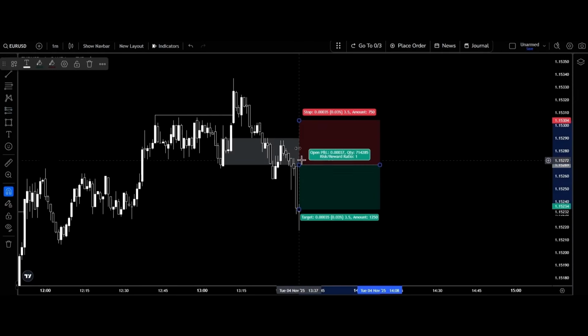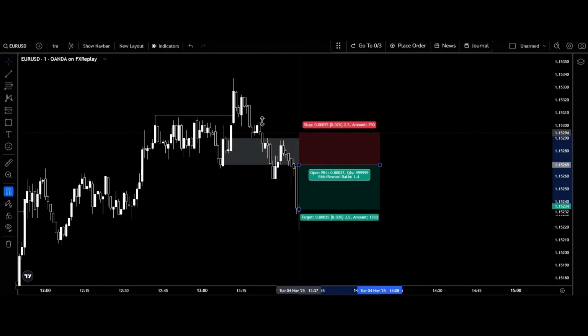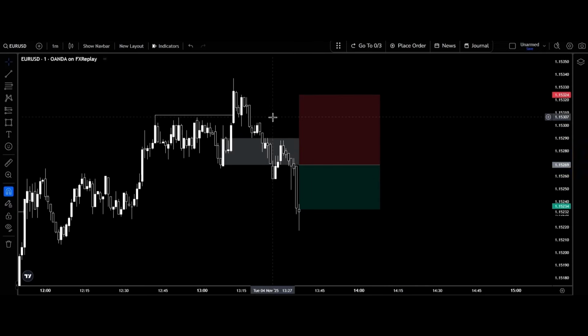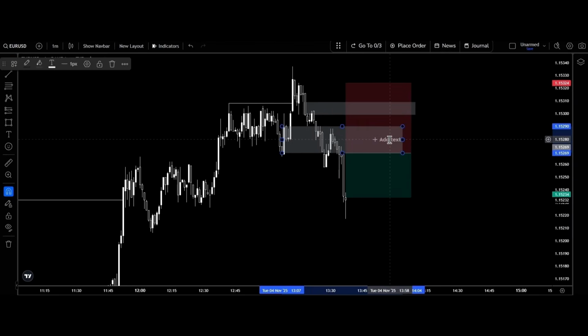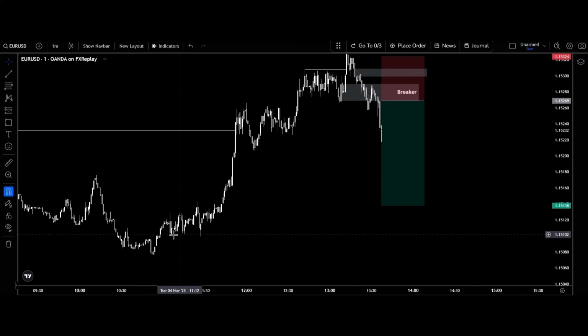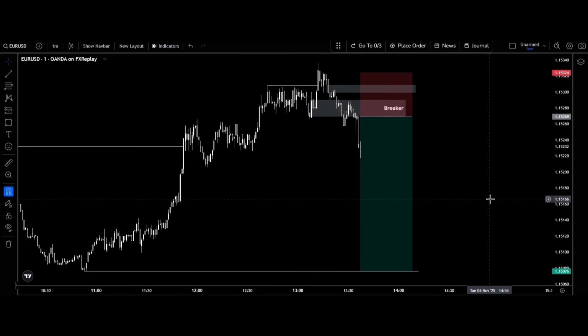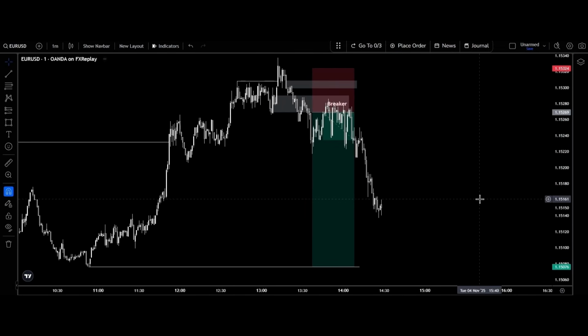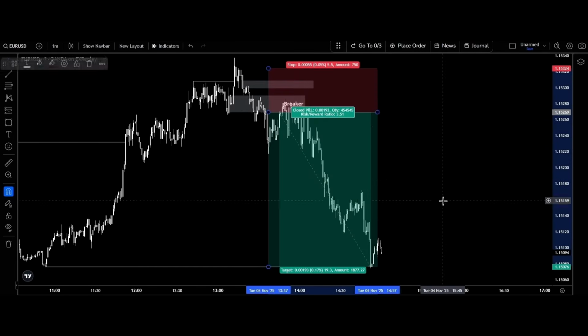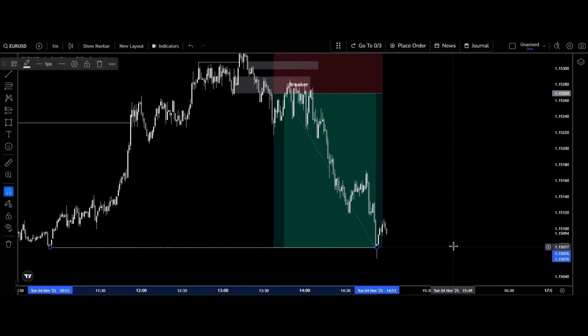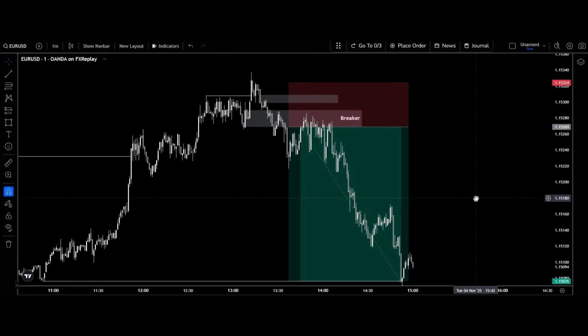We'll enter short from this breaker, noting there's also a fair value gap nearby. We'll place our stop loss above the fair value gap and target the recent low. Once again, the market respected our breaker and reached our target perfectly.